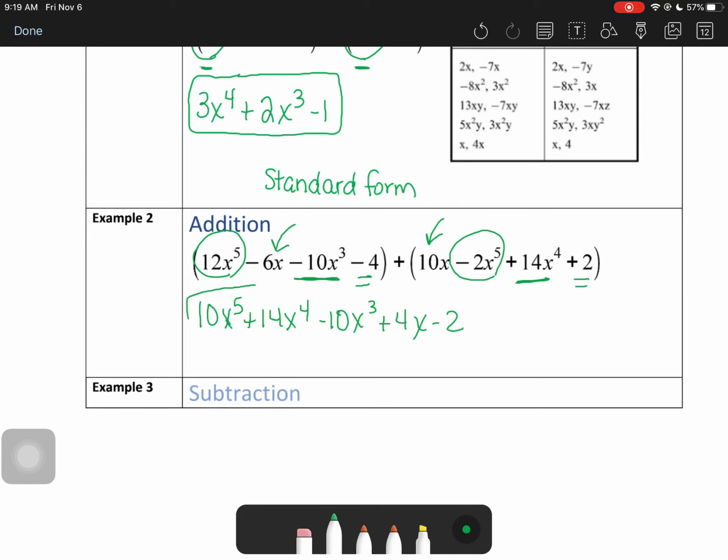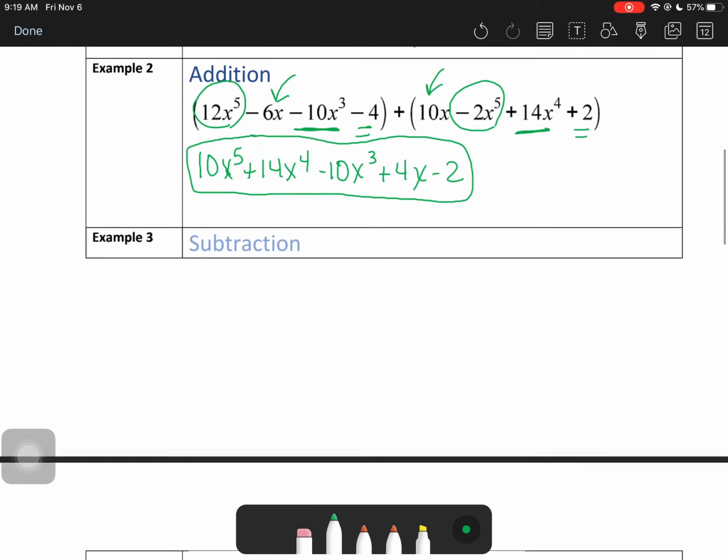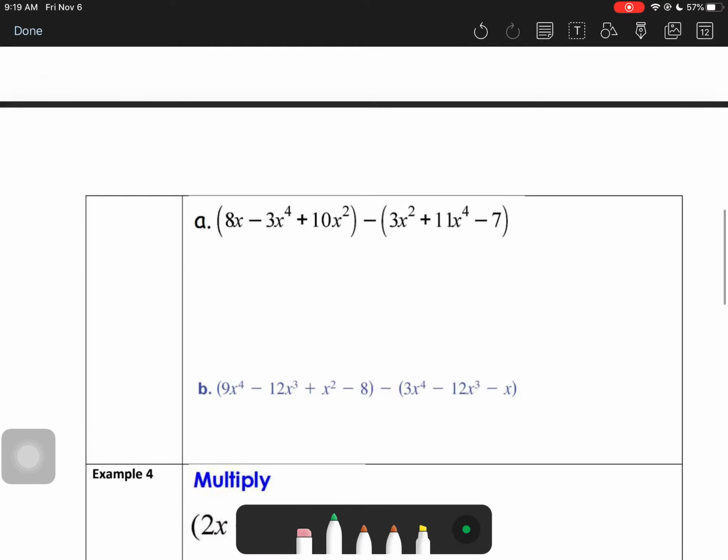My final answer, after I've combined like terms and added these two polynomials together, is written in standard form. The next example we're going to do is subtraction. Please remember that subtraction really is addition, but we're adding the opposite. So each of these terms inside the second set of parentheses becomes the opposite sign. In other words, we're distributing the negative. So now this problem becomes exactly like the first examples.